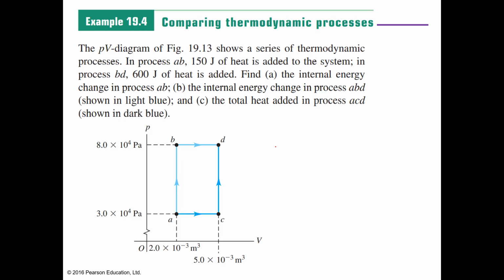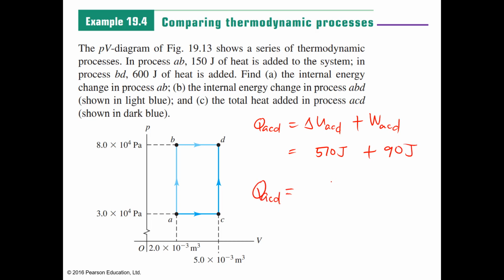So QACD is equal to delta U ACD plus work ACD. So we have 510 joules plus the work done of 90 joules. Therefore the total heat added in process ACD is around 600 joules. So this will be the heat added in process ACD.